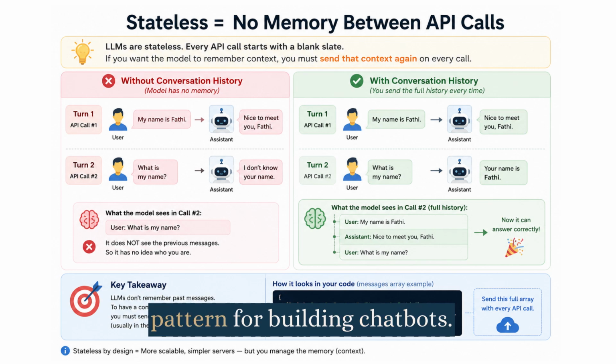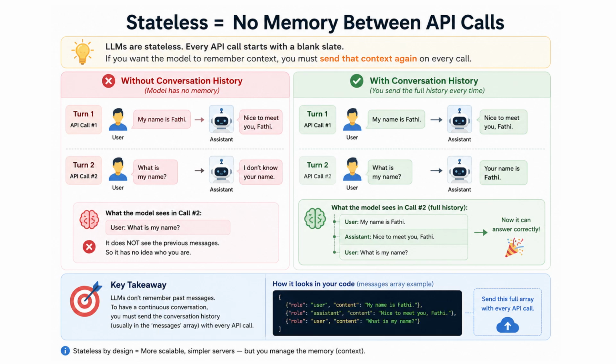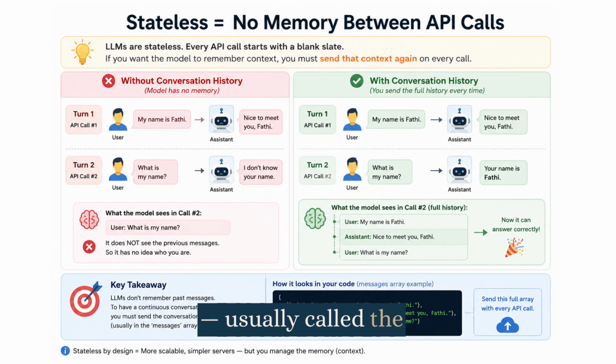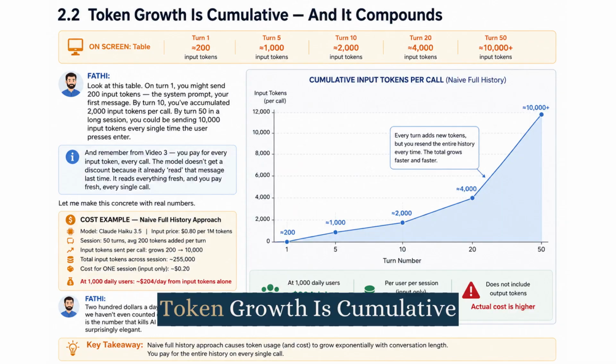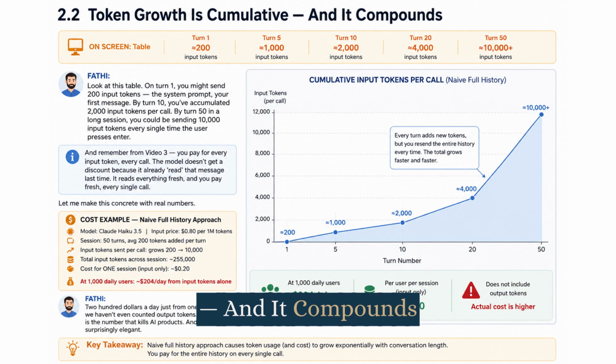This is the standard pattern for building chatbots. You maintain a list, usually called the messages array, and you append every new turn. Then you send the full list every time. Token growth is cumulative, and it compounds.